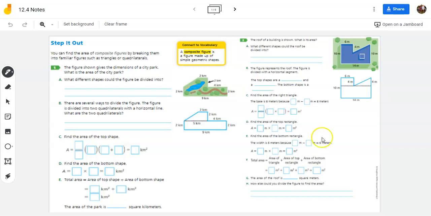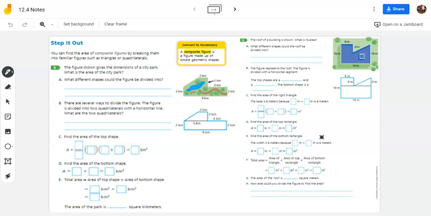So first I'm going to go over what a composite figure actually is. It's a figure made up of simple geometric shapes. So that just means I'm going to have more than one shape in a composite figure. You can put a triangle, a square, a trapezoid together. So there are multiple different shapes here. And you can find the area of composite figures by breaking them into familiar figures such as the triangle or quadrilateral. Remember, the word quadrilateral means it's going to be a four-sided figure.